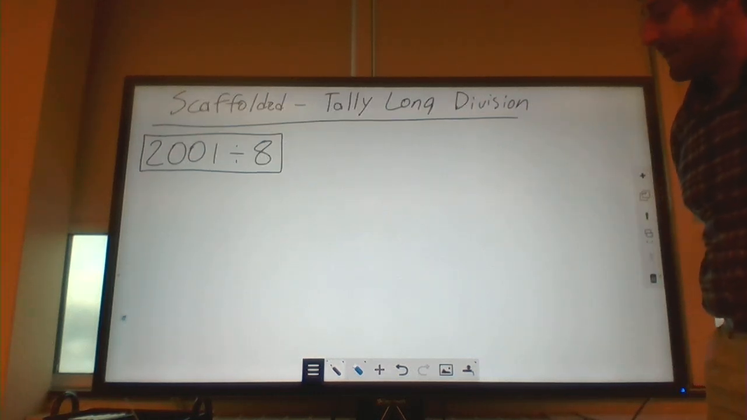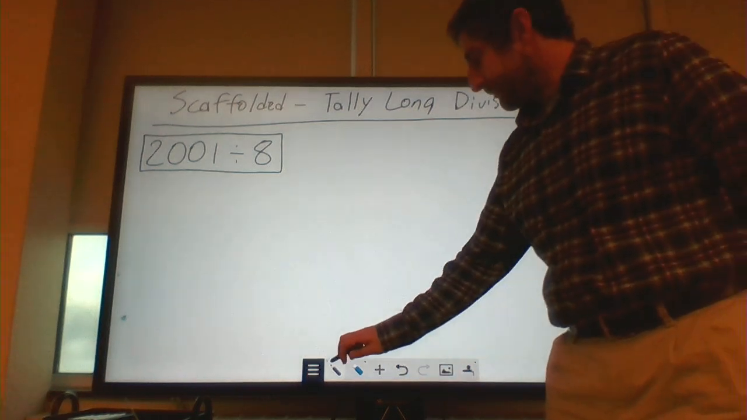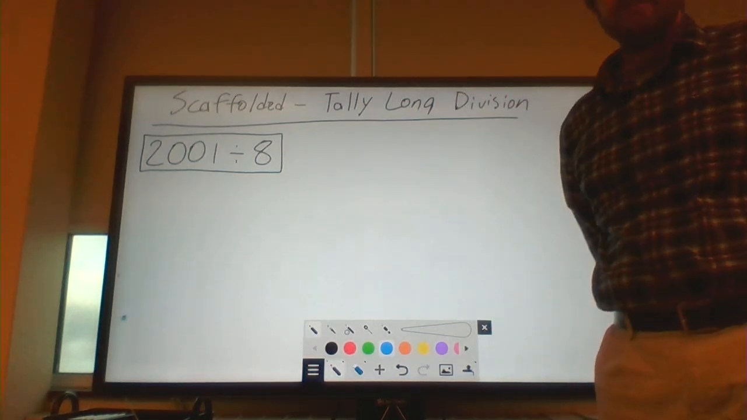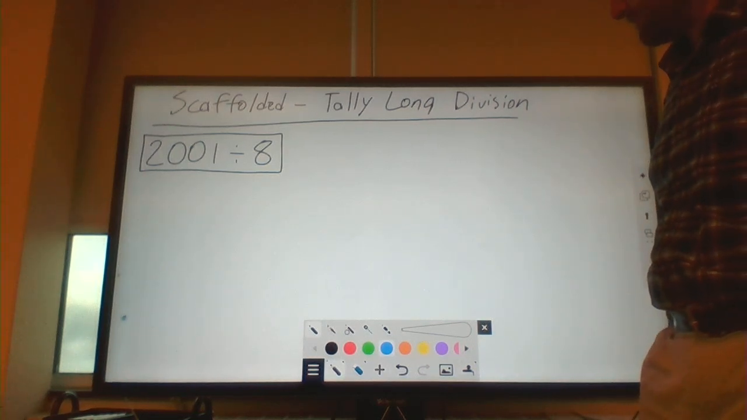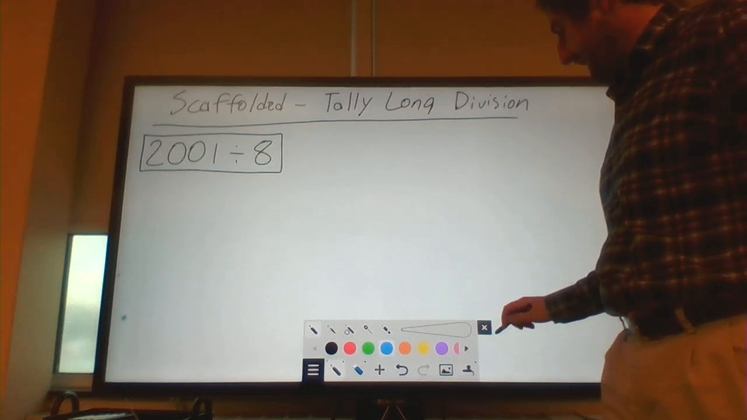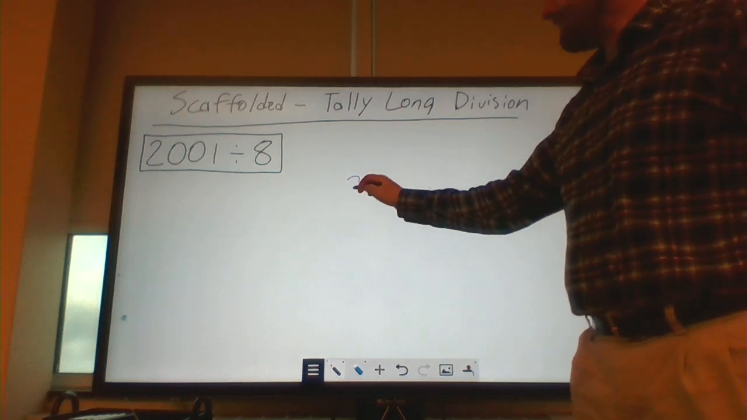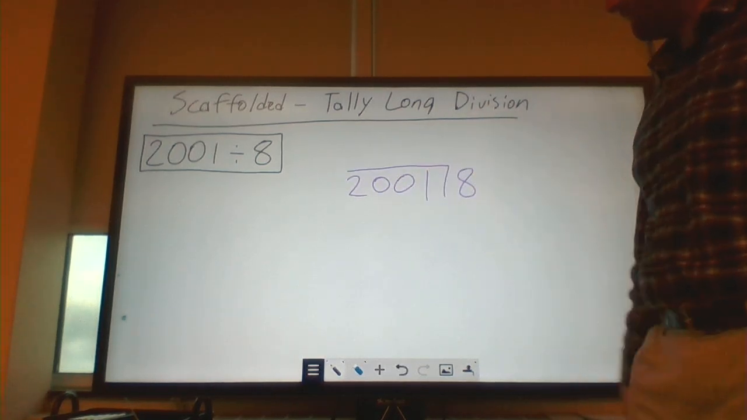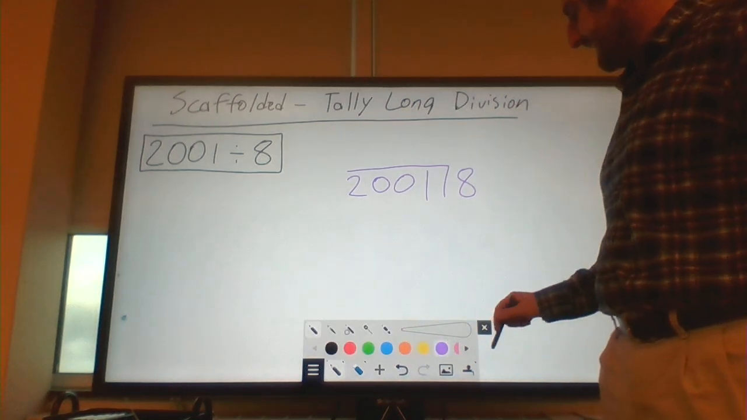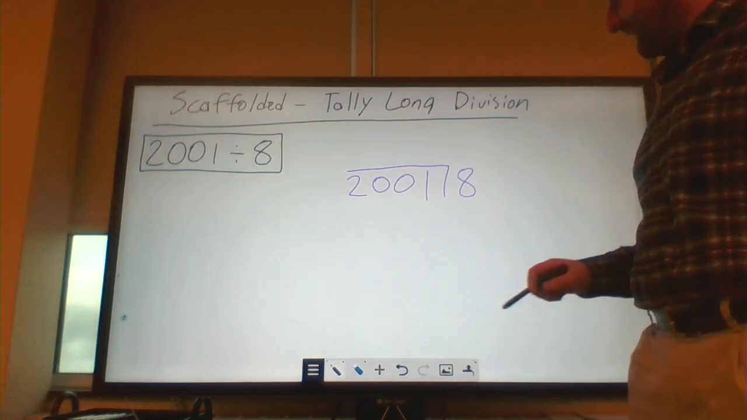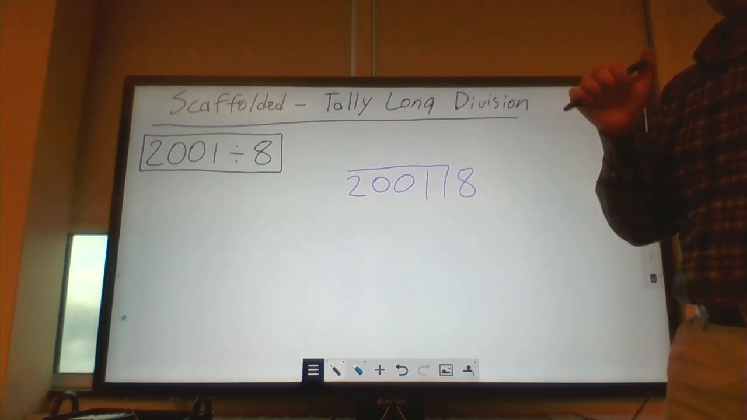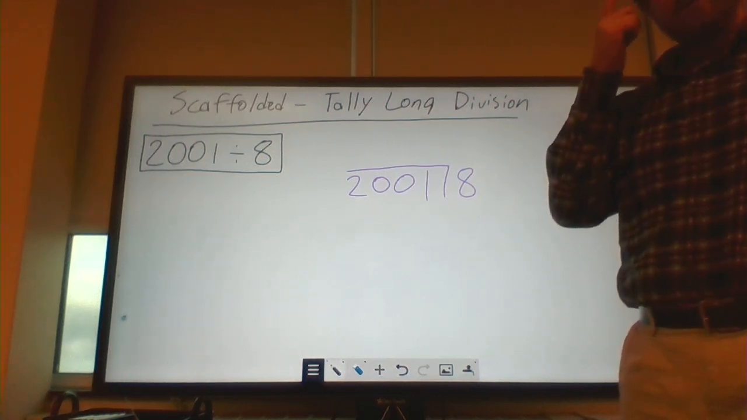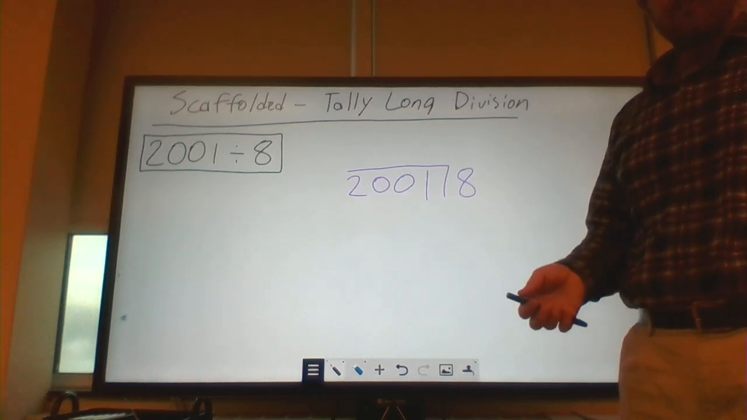All right, so that brings me to the extra little bit, which is tally long division, which is a scaffolded addition to the long division process that you can employ. So let's start with the same exact problem again, 2001 divided by 8. And the way the tally gets involved is that it allows us to use our hands to put the answer down, freeing up our minds to just think about the remainder number.